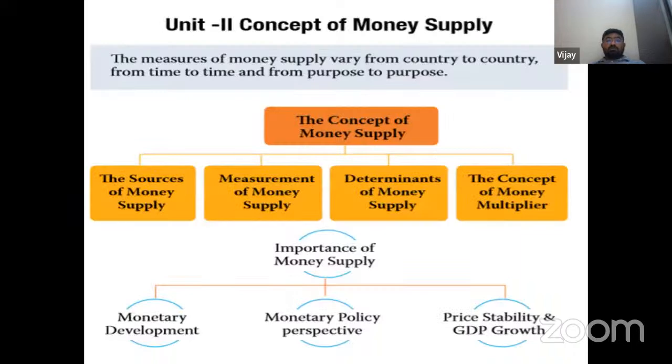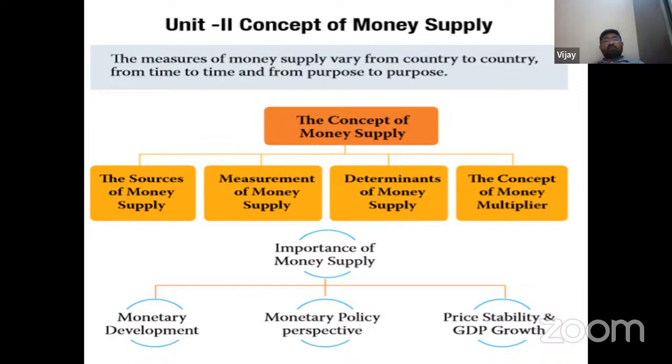Now, the concept of money supply. As we discussed, why is there a need for money? The need for money is basically for three purposes: transaction, precautionary, and speculative purpose. Now, who will be the supplier of money, and how is it supplied? That is what we are going to discuss in Unit 2.